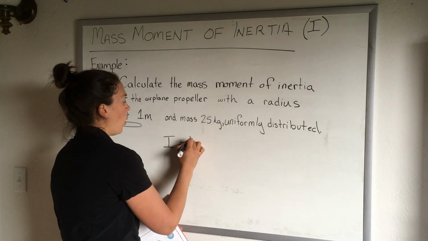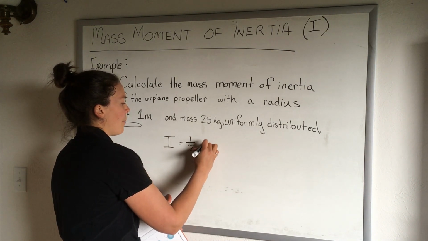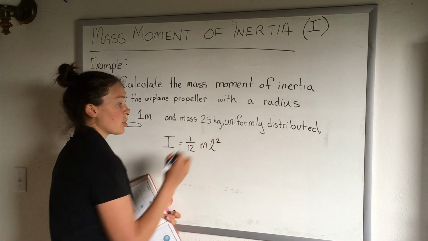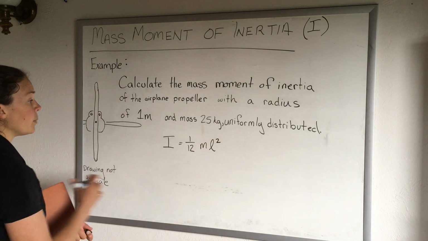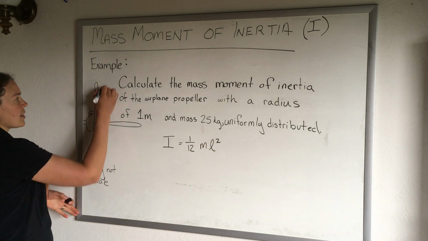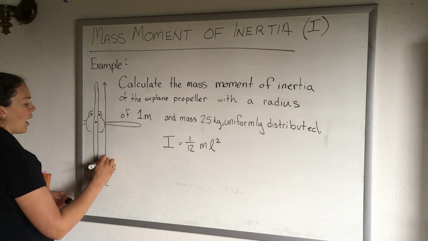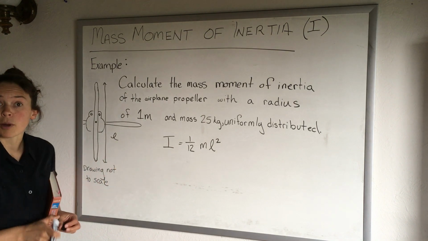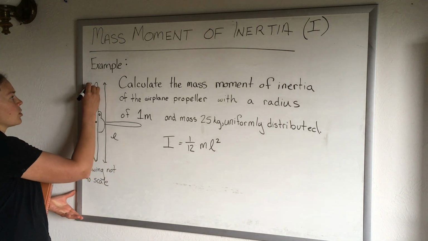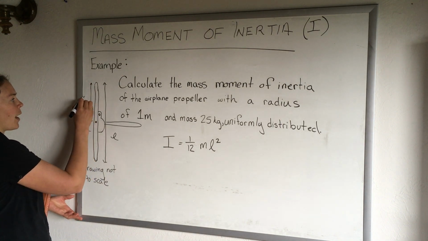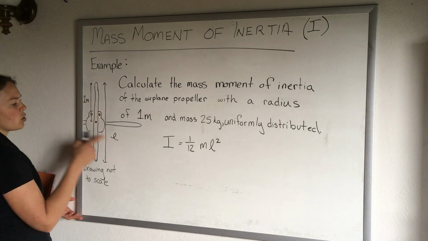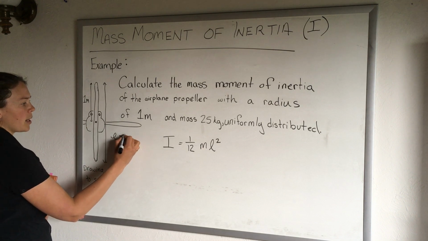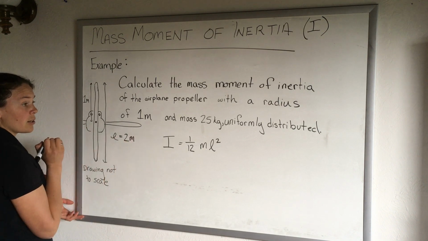And that's 1/12 m l squared, where m will be the total mass, and it says the length is the entire length of the rod. In our case, we were given just the radius, which is half of that, 1 meter. So our entire length will be twice our radius, or 2 meters.